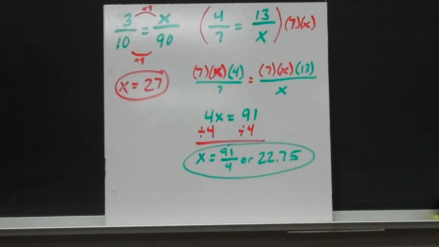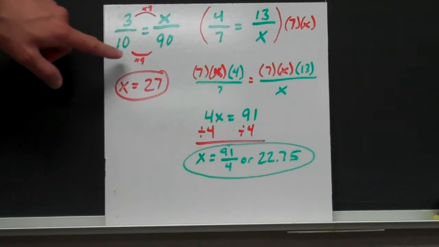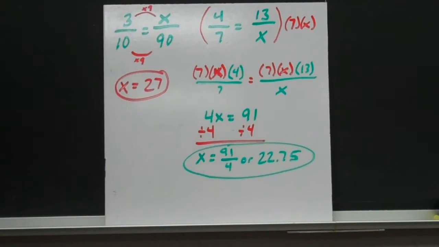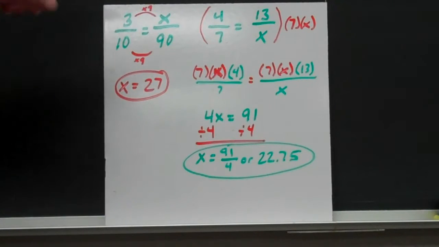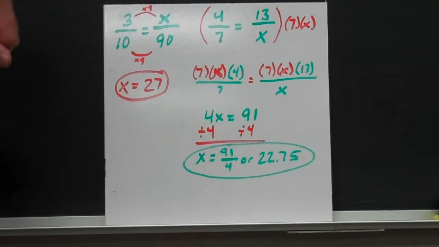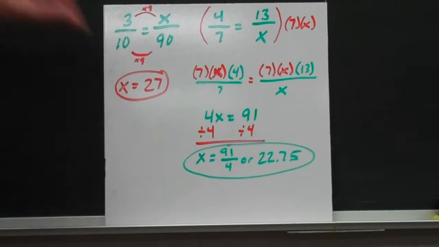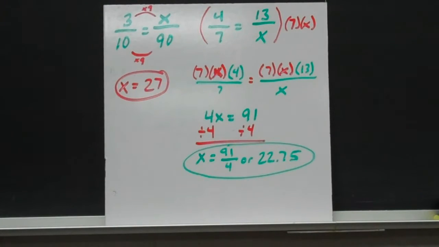One way you can look at a problem like this, this one's a little bit easier, is you might notice that on the bottom, to go from 10 to 90, you'd have to multiply by 9. So on the top, we would have to do the same thing. To go from 3 to x, we'd have to multiply by 9. 3 times 9 is 27. So x must equal 27.